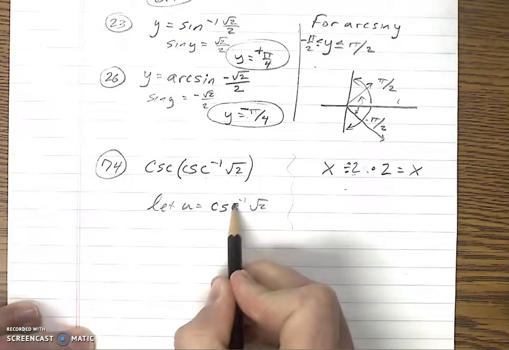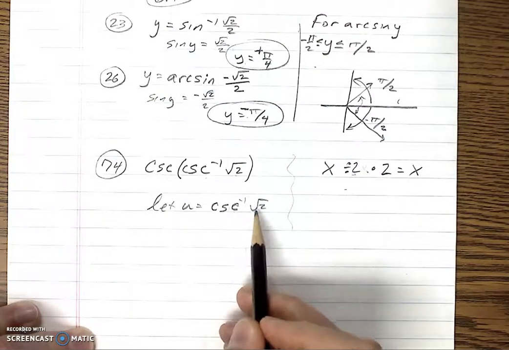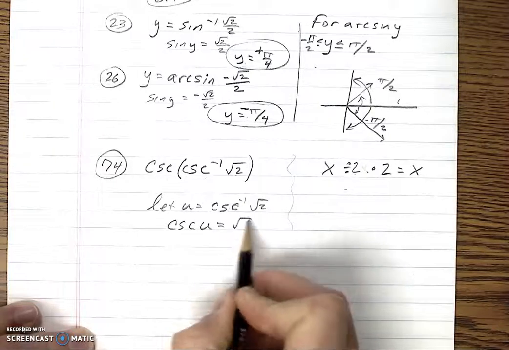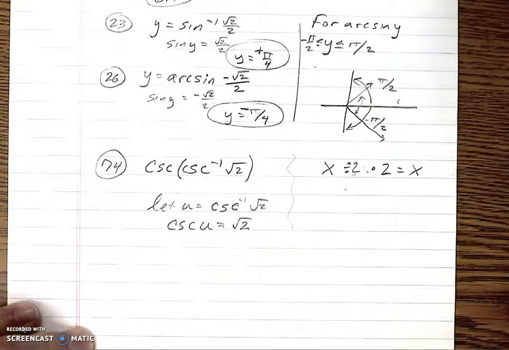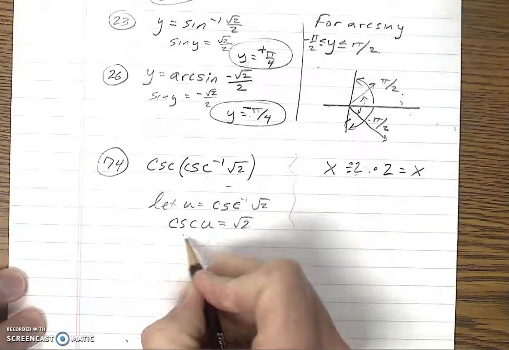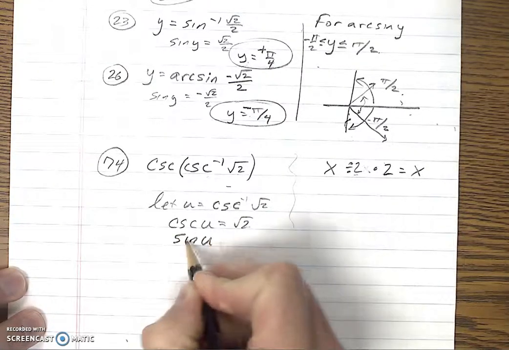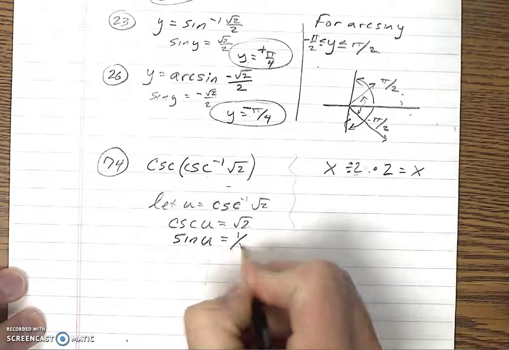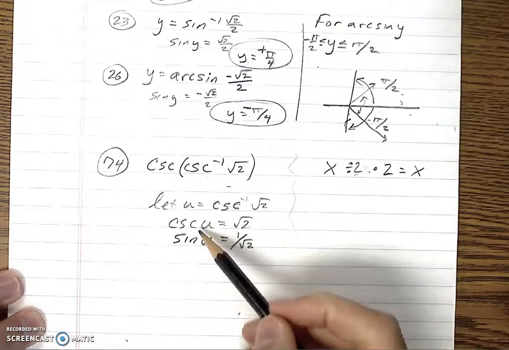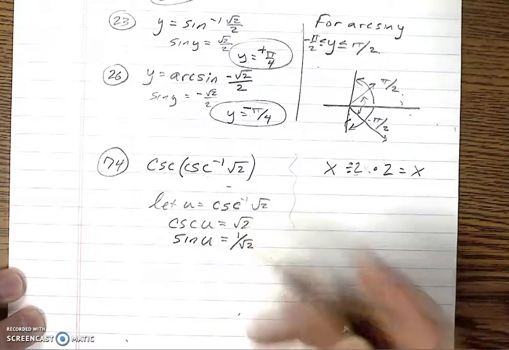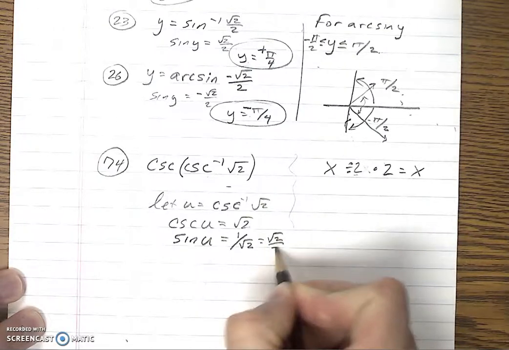If u is the inverse cosecant of the square root of 2, then the cosecant of u is the square root of 2. Okay? Using a reciprocal tells me that the sine of u, which is the reciprocal of cosecant, is just going to be 1 over the square root of 2. So if I go from cosecant to sine, I just have to find the reciprocal of that, which then simplifies to the square root of 2 over 2.